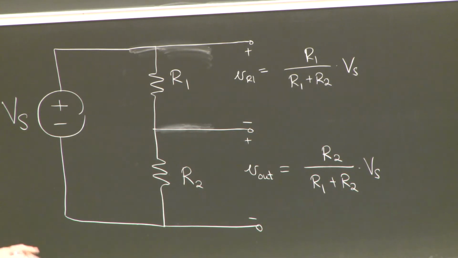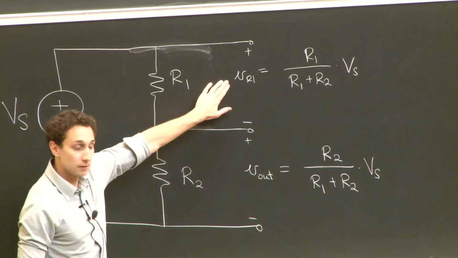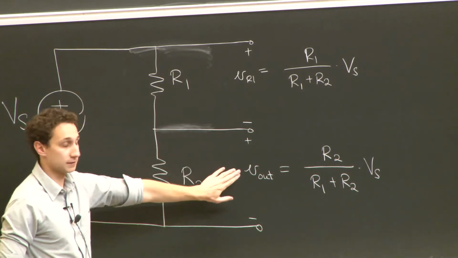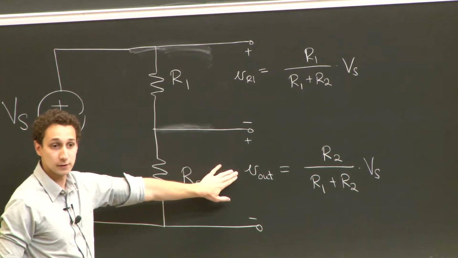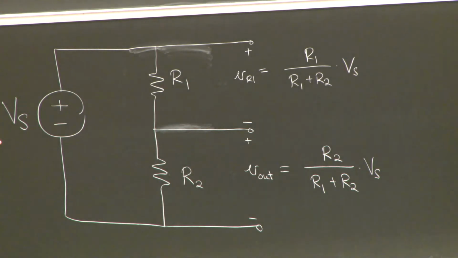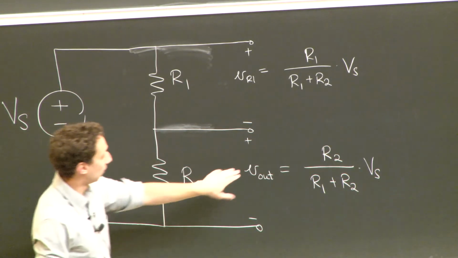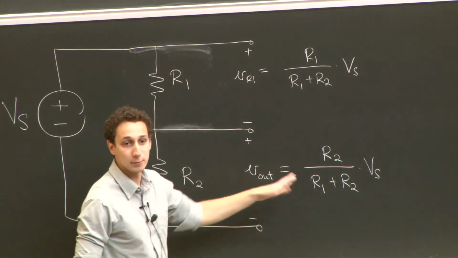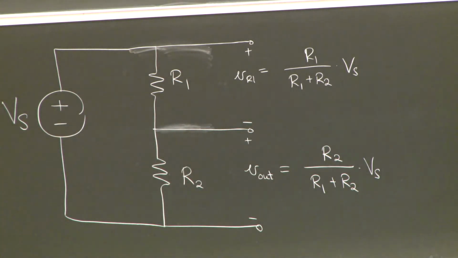The other way of looking at it is the sum VR1 plus VR2, or V out in this case, has to be equal to Vs. And is that true here? Yes, right? R1 plus R2, the fractions are the same. You get 1 times Vs. Okay, great. All right, so we satisfy KCL.